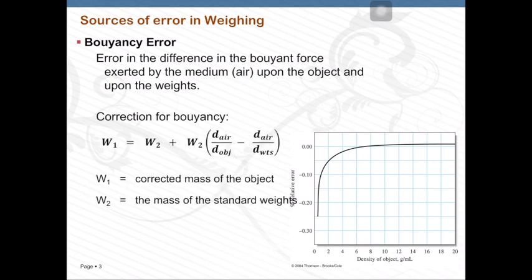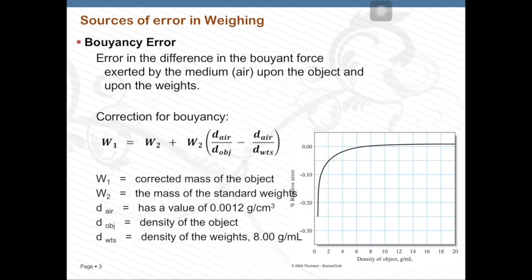In order to correct the buoyancy error, we use this equation: W1, the corrected mass of the object, is equal to W2 plus W2 multiplied by the density of air over the density of the object, minus the density of air over the density of the weights. This formula is used to correct the mass of the object when buoyancy is considered.